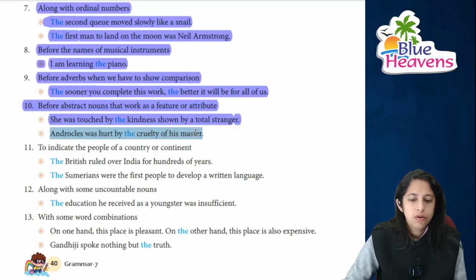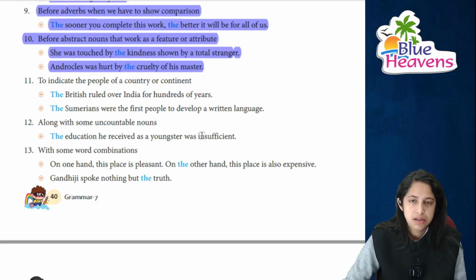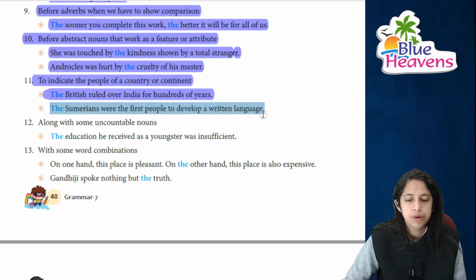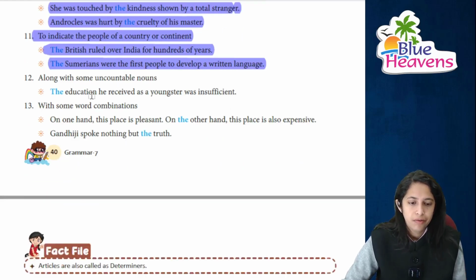And Androcles was hurt by the cruelty of his master. He got hurt. To indicate the people of a country or a continent: the British, they ruled over India for hundreds of years, and the Sumerians, they were the first people to develop a written language, right? Along with uncountable nouns, the is also used.